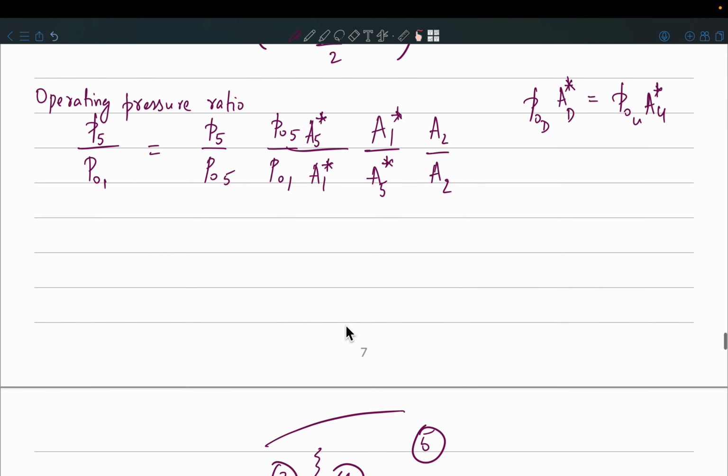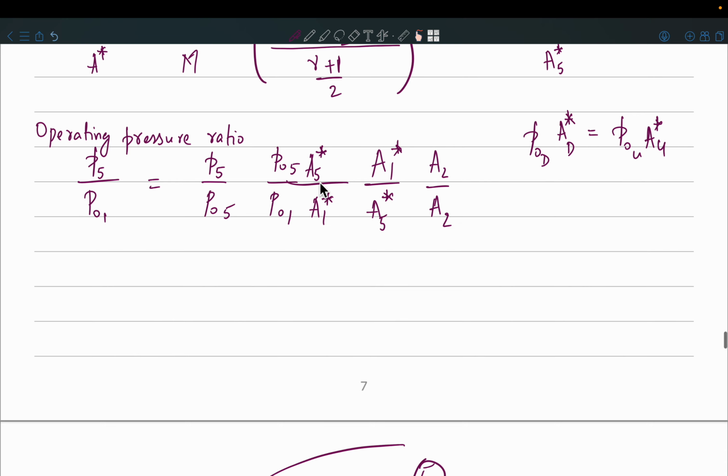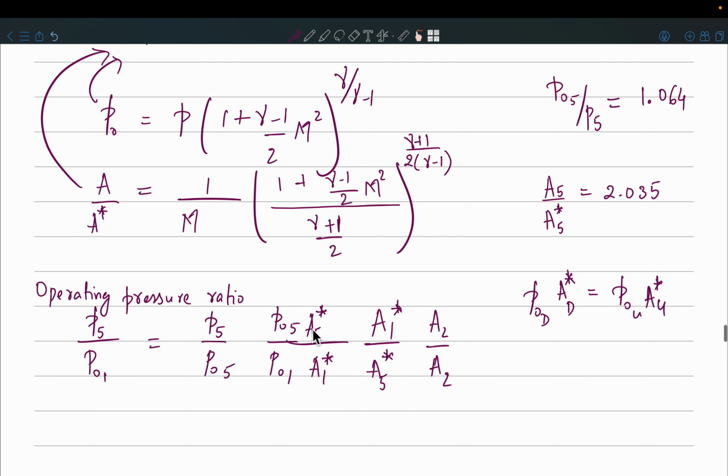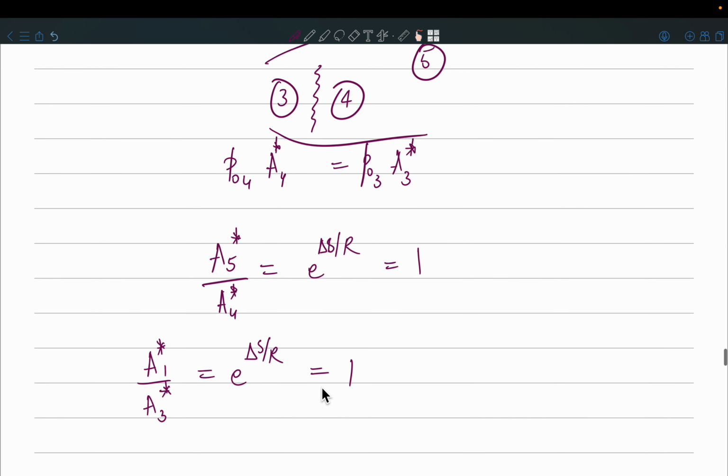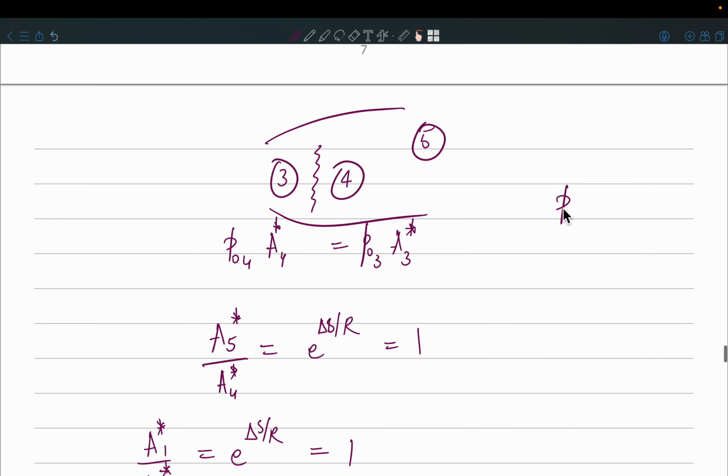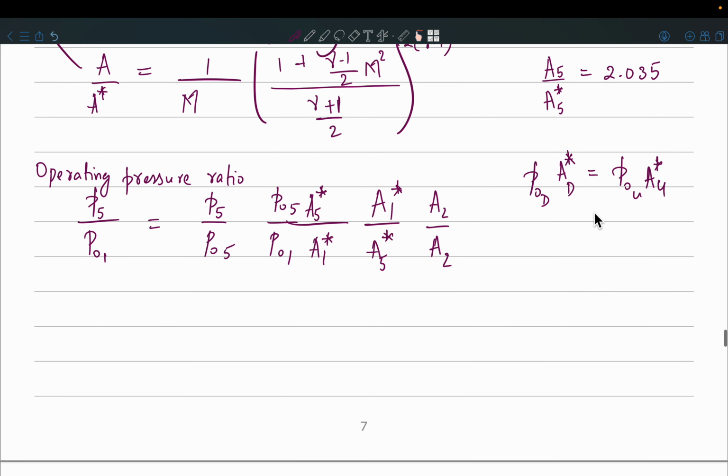So that is why, instead of taking the ratio between the sections 3 and 4, I can take the ratios between sections 5 and 1 directly. The same concept holds for P0 also. So can I say P05 is equal to P04? Yeah. And P03 is equal to P01? Yeah. So instead of applying this equation at 3 and 4, I will apply this equation at 5 and 1 directly. Okay, so that is over here.